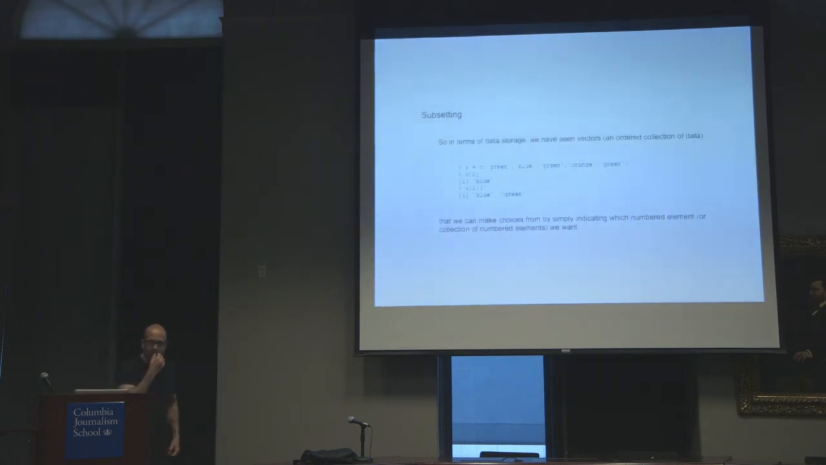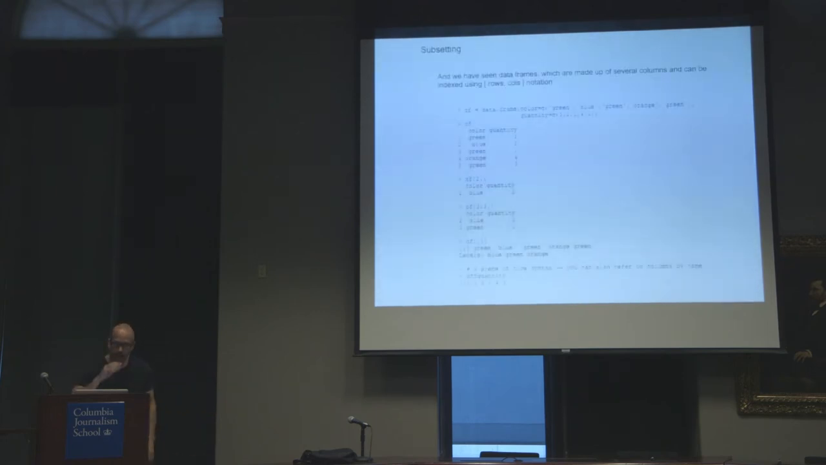So in terms of storage, we've seen simple one-dimensional structures like x being green, blue, so a vector. That's this c, for combine, which puts us into a vector that we've indexed with just square brackets. So we can take the second element or the second, third element. And we saw rules for subsetting. So we can subset with specific choices, 2, 3, 4, or with negatives, like minus 2, minus 3, which would give you everything but 2 and 3, and so on.